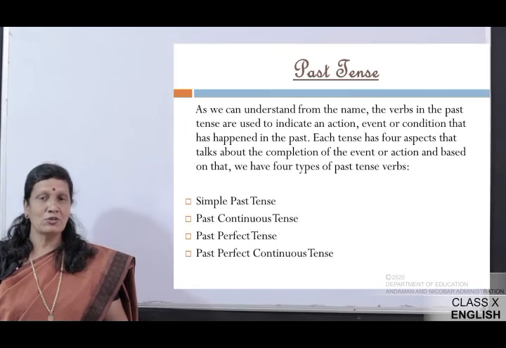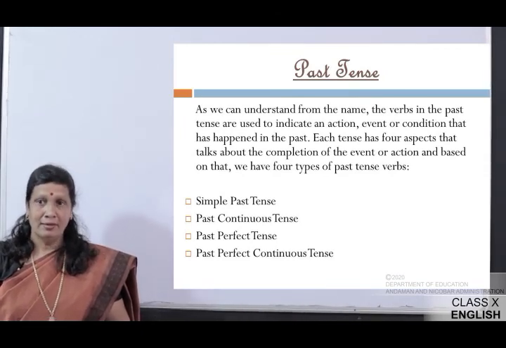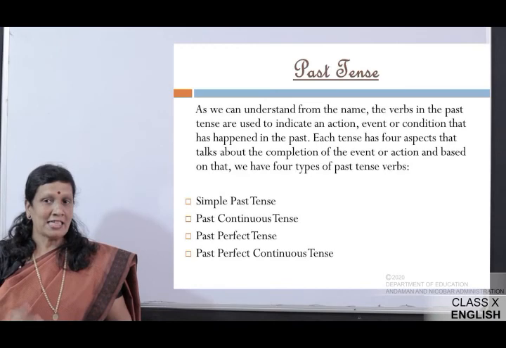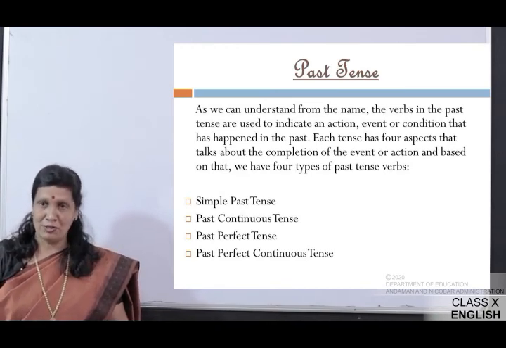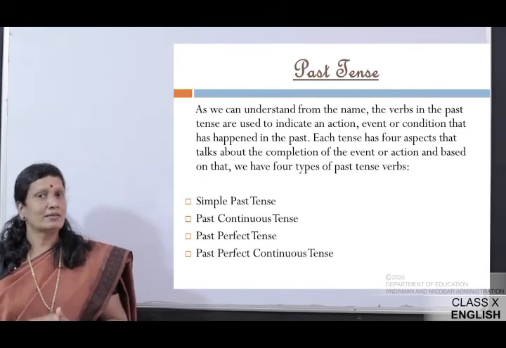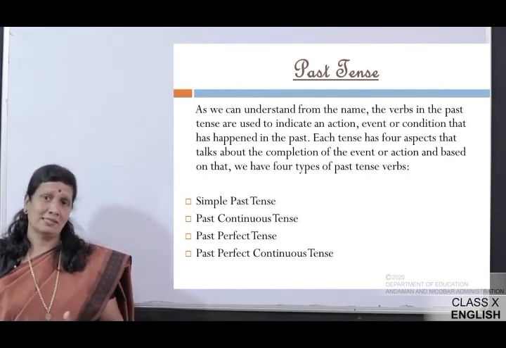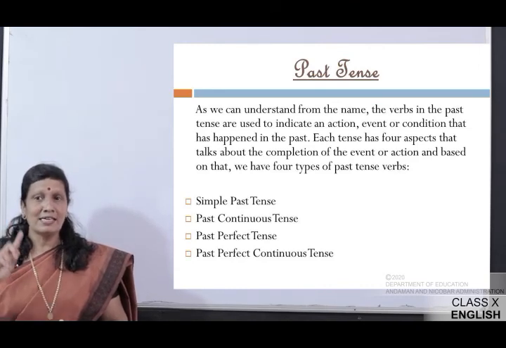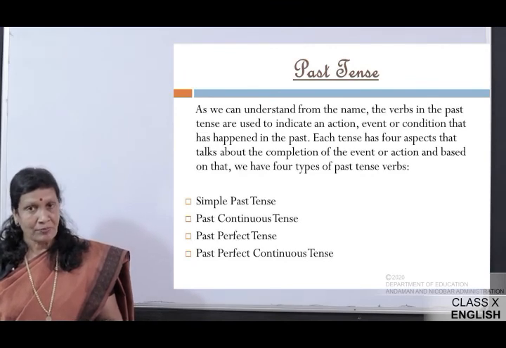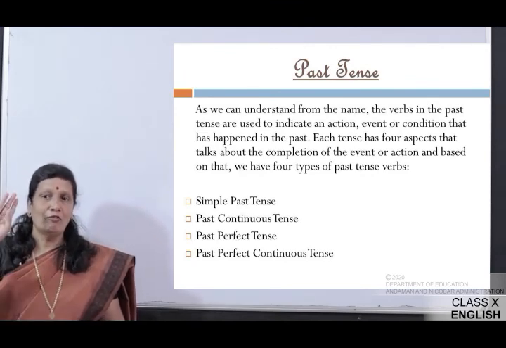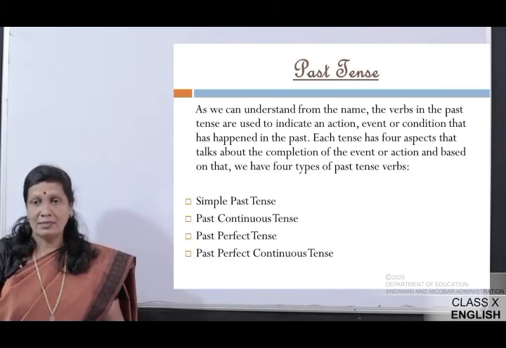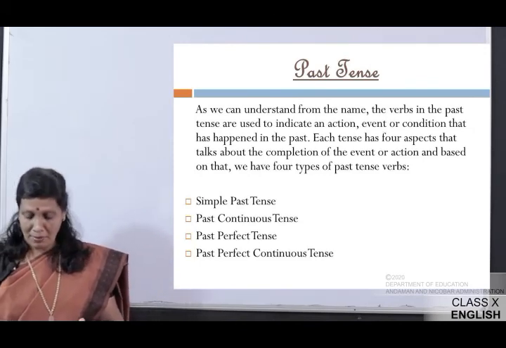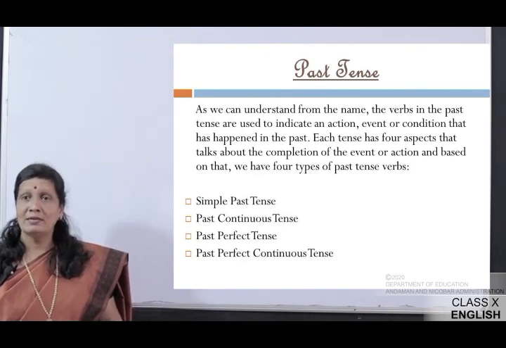Now look at your screen very carefully. The past tense. As we can understand from the name, the verbs in the past tense are used to indicate an action, event or condition that has happened in the past. Okay, each tense has 4 aspects that talks about the completion of the event or action, and based on that we have 4 types of past tense verbs that we just looked at. The simple past tense, past continuous, past perfect and the past perfect continuous.